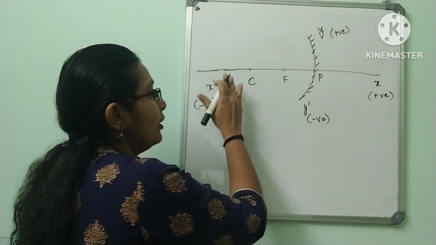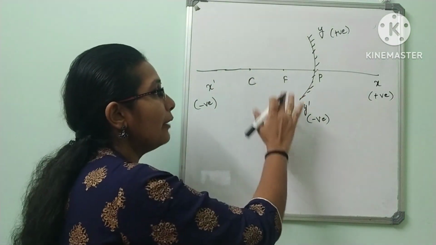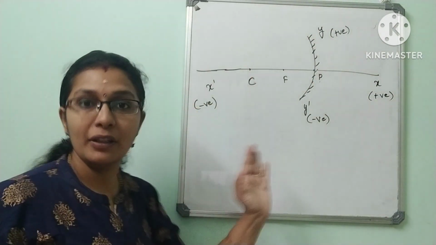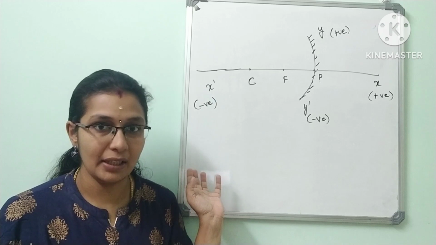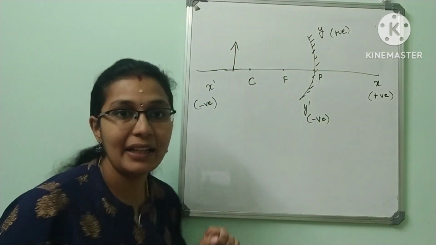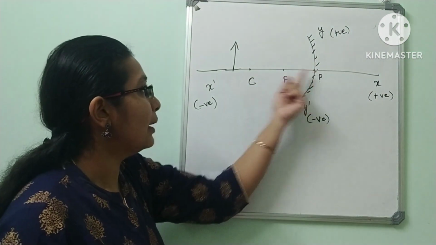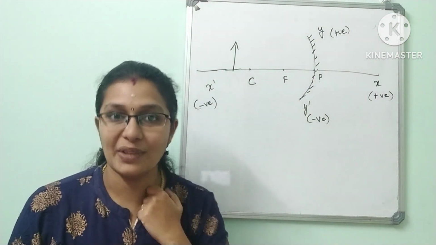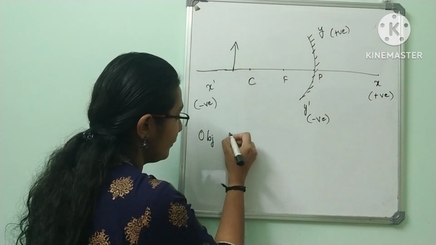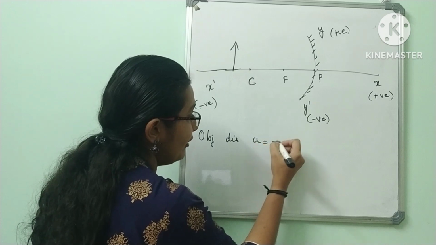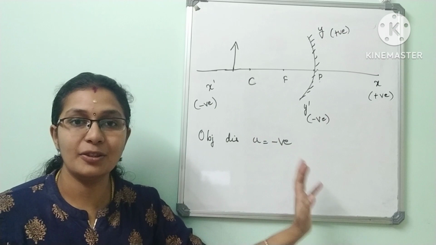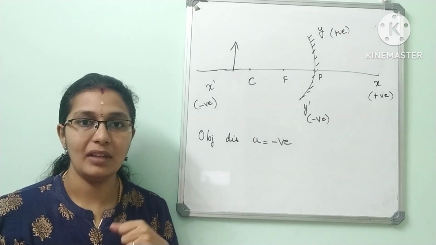At infinity, beyond C, at C, between C and F, at F, between P and F. Everything lies before that, that is the left hand side of the mirror, right? So your object will always be placed on your left hand side. So from the pole to the object you say it as object distance, right? So your object distance u will always be negative because your object is always placed to the left hand side of the mirror. Are you clear?